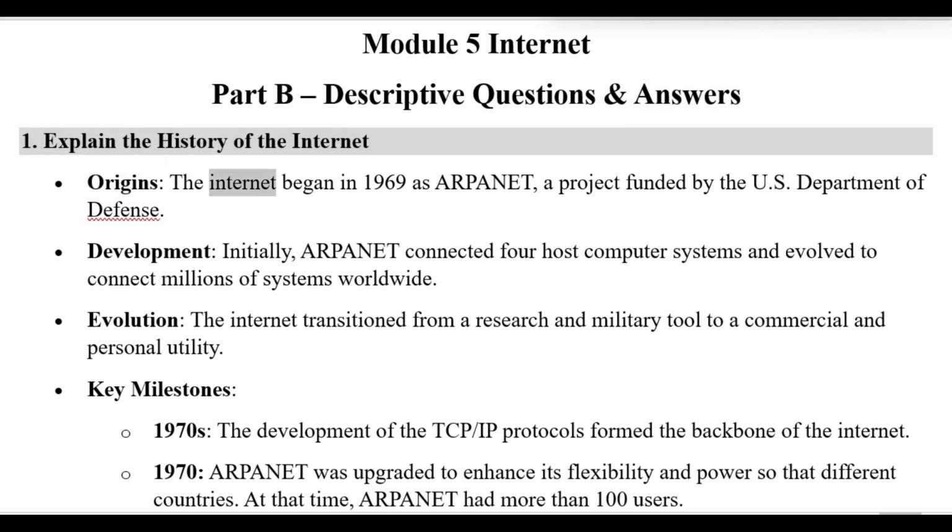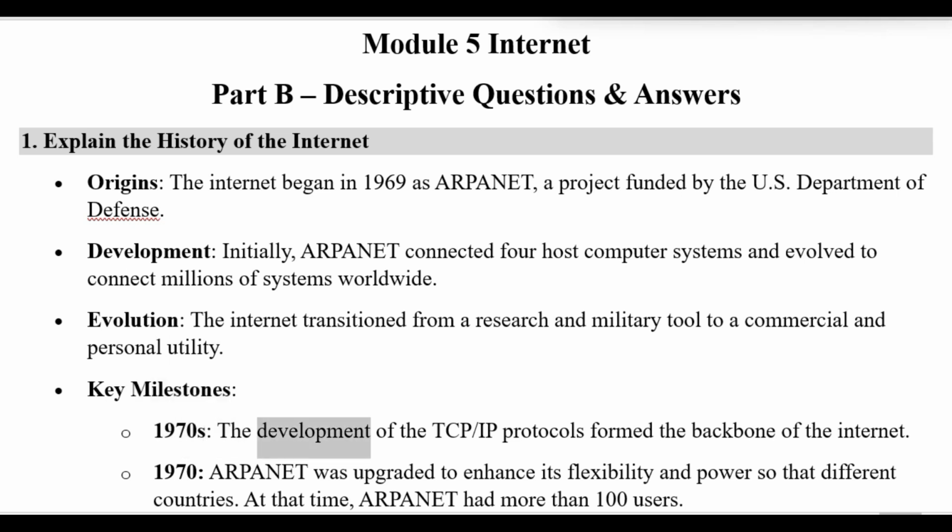Origins. The Internet began in 1969 as ARPANET, a project funded by the U.S. Department of Defense. Development. Initially, ARPANET connected 4 host computer systems and evolved to connect millions of systems worldwide. Evolution. The Internet transitioned from a research and military tool to a commercial and personal utility. Key milestones.